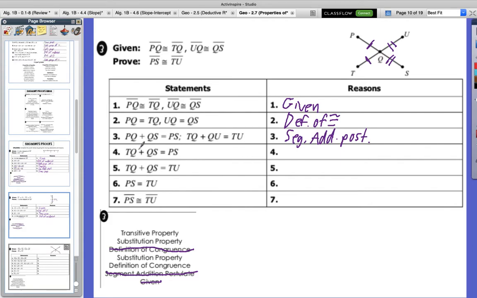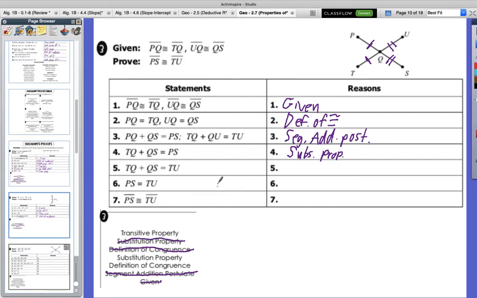The measure of segment TQ plus the measure of segment QS equals the measure of segment PS. Well, what happened from 3 to 4? Because if we look at the picture, TQ to QS doesn't make any sense. We were told earlier that PQ has an equal measure to TQ. Here it looks like we took the first equation, number 3, and everything stayed the same except the measure of segment PQ is now the measure of segment TQ. So that's actually our substitution property. Since those have an equal measurement, we can substitute one measurement for the other.